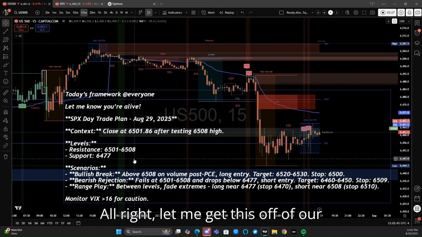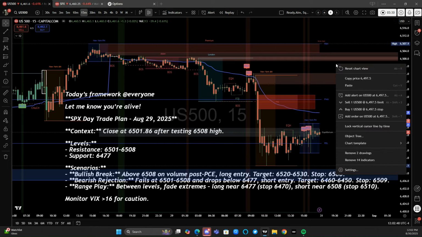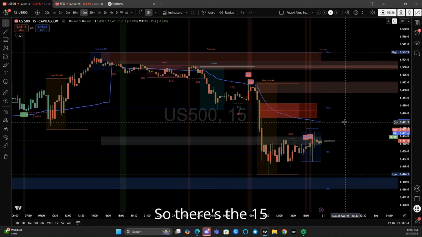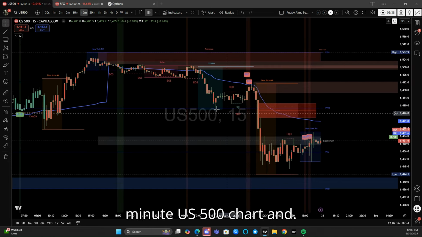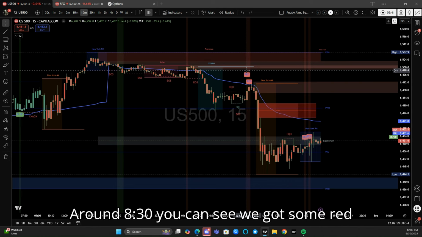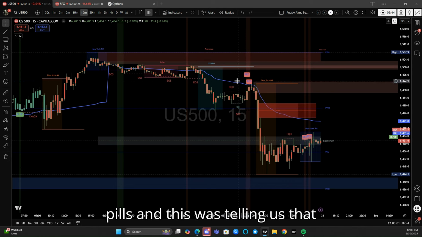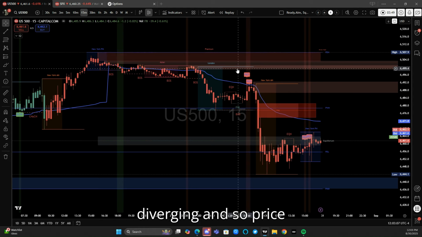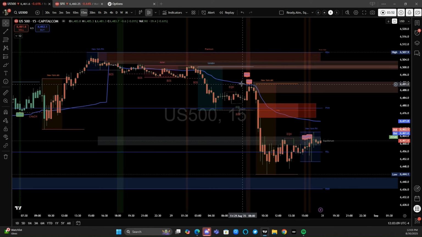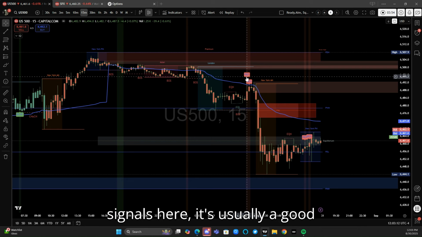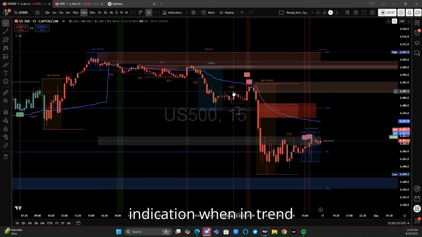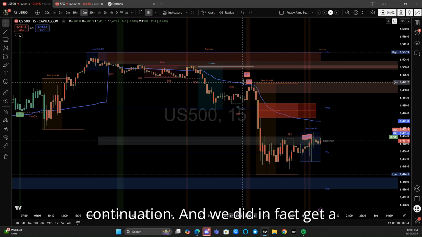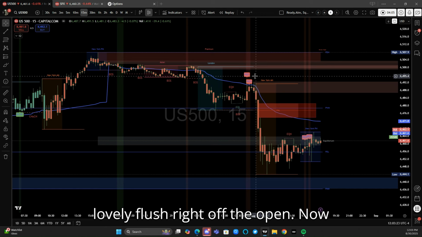All right, let me get this off of our screen here. So there's the 15-minute US 500 chart, and around 8:30 you can see we got some red pills, and this was telling us that VWAP and RSI were diverging, and so price is going up. Once we get these signals, it's usually a good indication when in trend that we can short the market for some continuation. And we did, in fact, get a lovely flush right off the open.